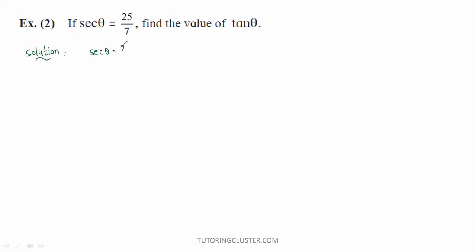Sec theta is given as 25 by 7. They have asked you about tan theta. So what is the trigonometric identity? We know that 1 plus tan square theta is equal to sec square theta. So what will be tan square theta? Tan square theta will be equal to sec square theta minus 1. So sec square theta will be (25 by 7) whole square minus 1.